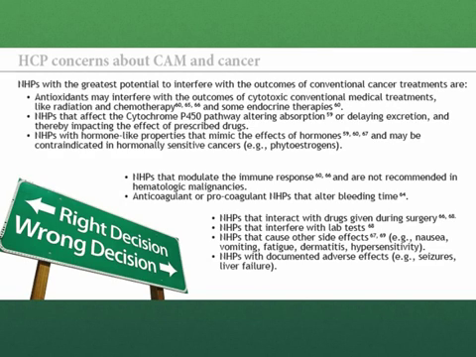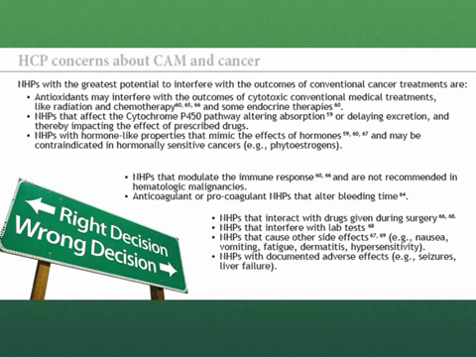So the healthcare professionals' concerns about CAM and cancer: they have potential to interfere with the outcomes of conventional cancer treatment. And it lists a number of these here, and I think this is probably also in your handout too. But antioxidants may interfere with the outcomes of cytotoxic conventional medical treatment, radiation and chemotherapy, and some endocrine therapies. Like we just mentioned, the cytochrome P450 pathway can be altered, and it can delay excretion and the metabolism of drugs, and so it can cause increased toxicity or lack of efficacy.